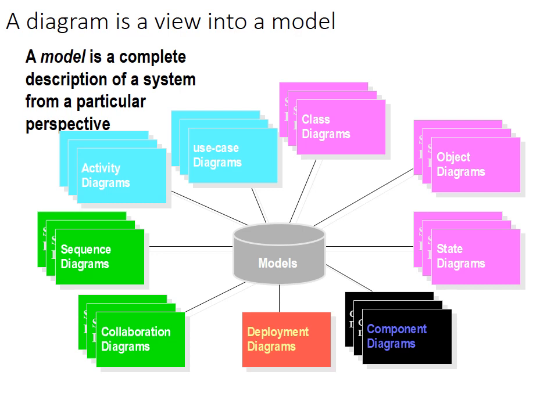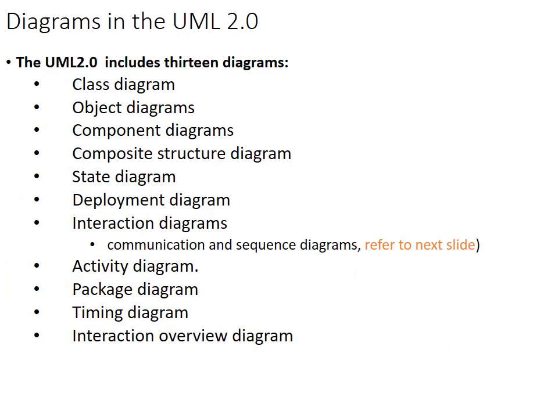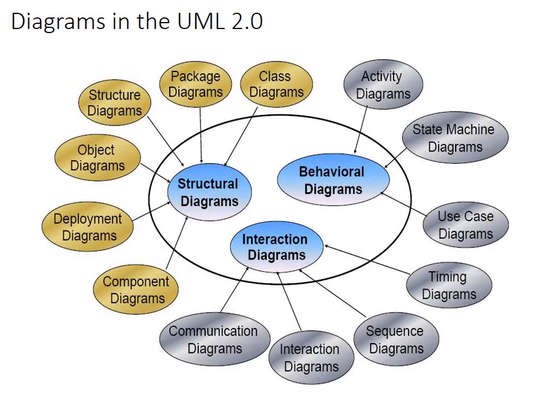So a model is just a description, right? So in UML 2.0, see here, these 13 diagrams are grouped into three categories. Structural diagrams: we have deployment, component, object diagram, composite structure diagram, package diagram, and class. And behavioral: we have activity diagram, state machine, use case. Interaction: we have sequence, interaction overview, communication, timing.